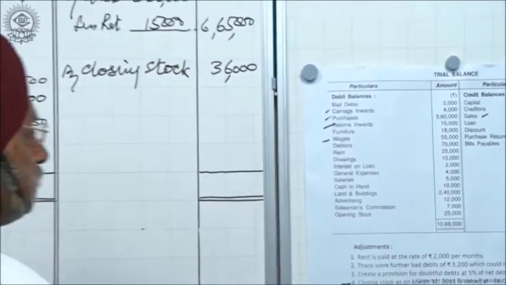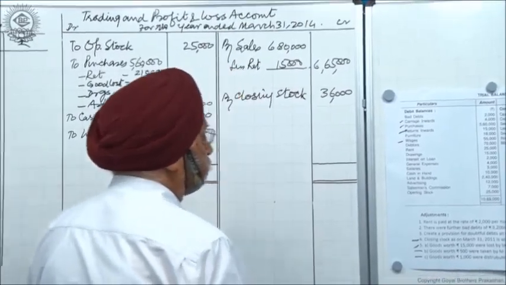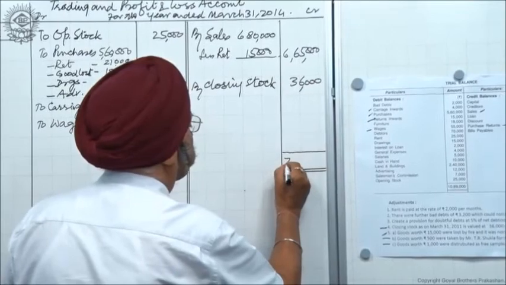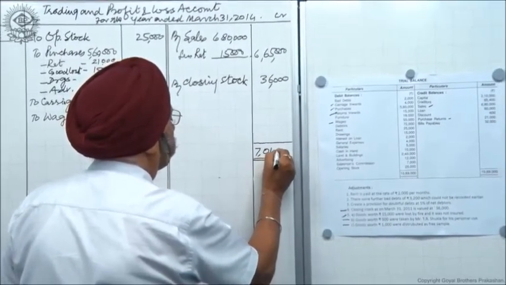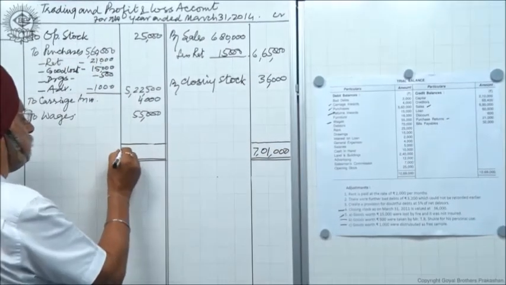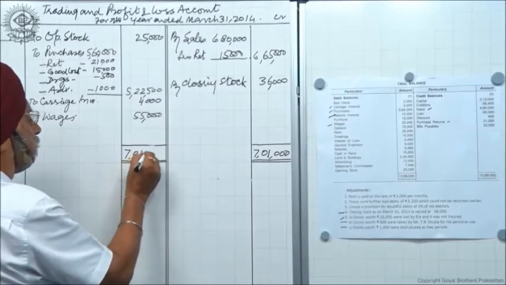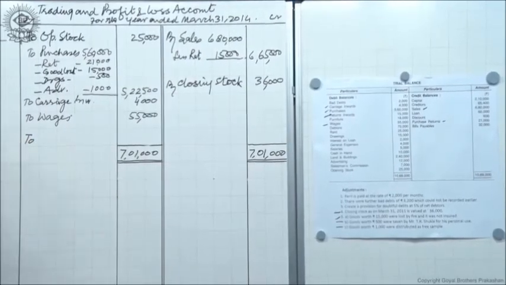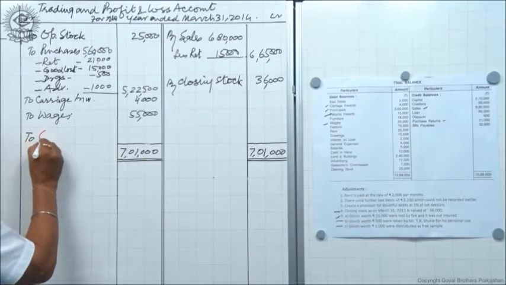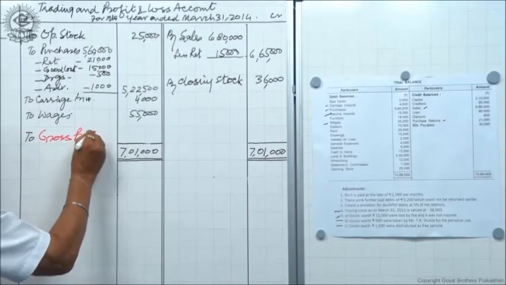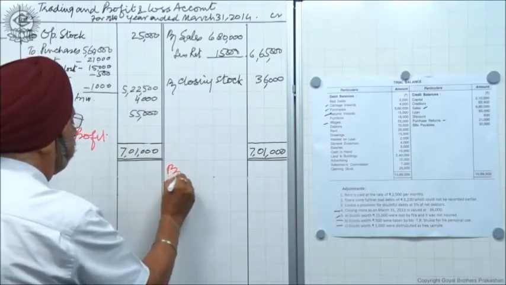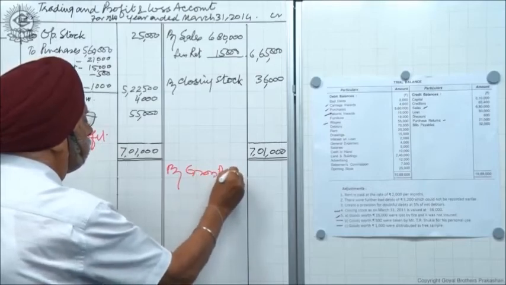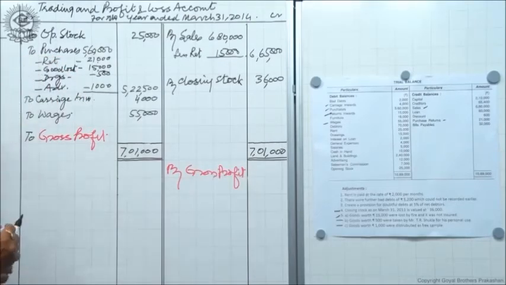तो ट्रेडिंग अकाउंट का इस साइड का टोटल अगर हम करें, this total comes to 7,01,000. टोटल इधर लिख दें 7,01,000. अब यहाँ पर हमारे पास निकलेगा ग्रॉस प्रॉफिट. और इसी ग्रॉस प्रॉफिट को हम यहाँ ले आएंगे, जो भी फिगर हमारे पास आएगी, gross profit. Now we'll work it out a little later.